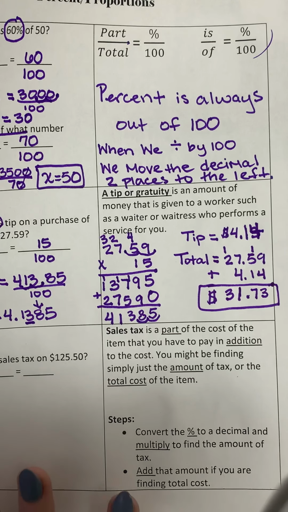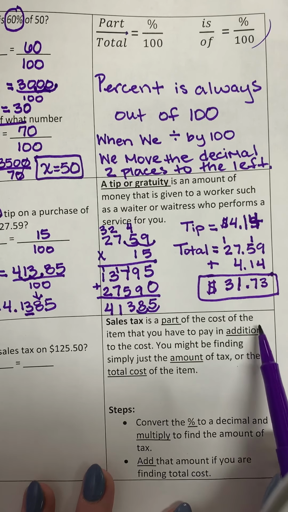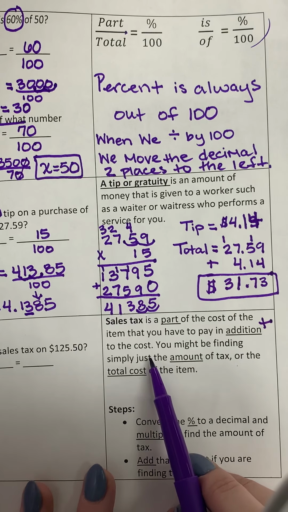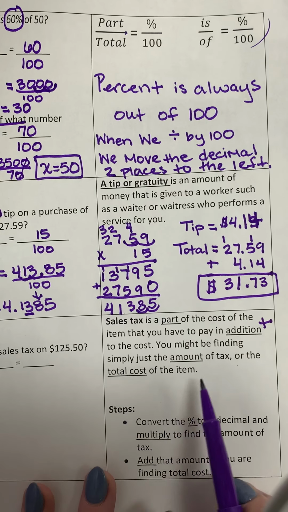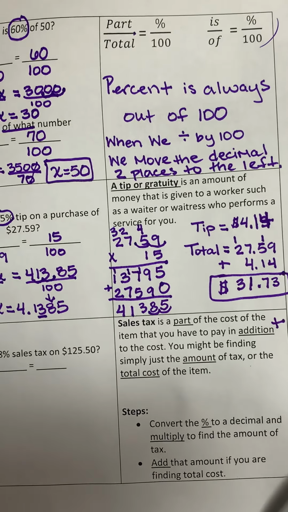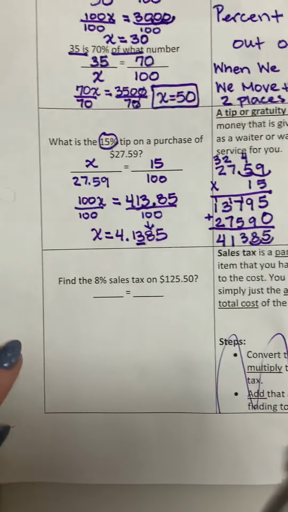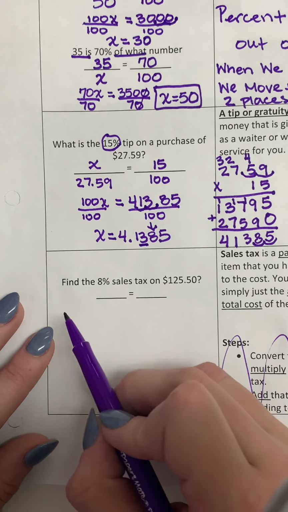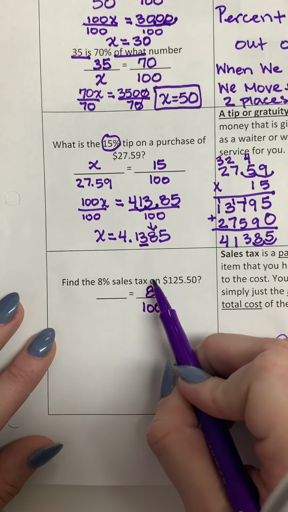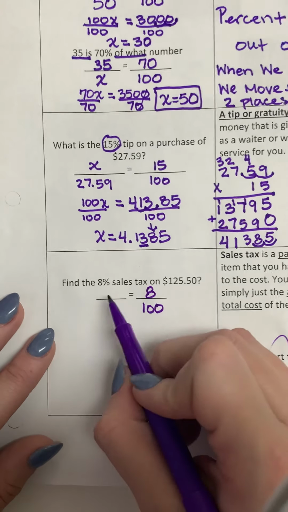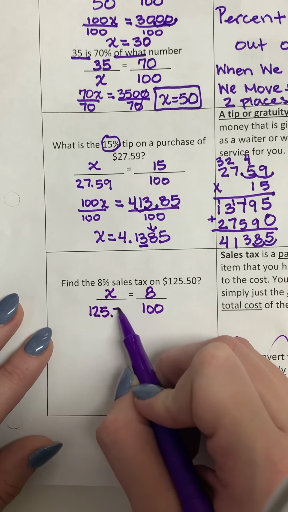So now we're going to look at tax. It's similar. Tax is a part of the cost of an item that you have to pay in addition, so once again we have to add to the cost. You may be finding just the amount of tax or the total cost of the item, so what I was just saying. So first I need you to cross this out because this is incorrect. We are going to make our proportion like normal. Find the 8% sales tax, so percent goes over 100 on $125.50. So we want to know what part is going to be the tax if we spend a total of this much money.